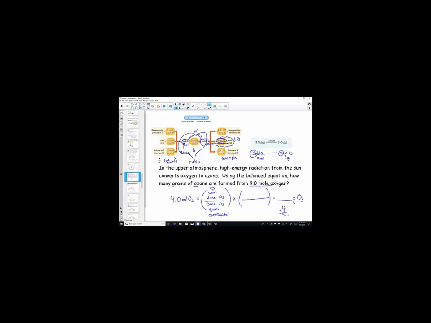So the molar mass of O3 is 48. 16 times 3 is 48 grams of ozone in every 1 mole. So remember the mole map. To go from moles out to grams, that conversion factor is called molar mass. So we start with our 9 moles of oxygen.